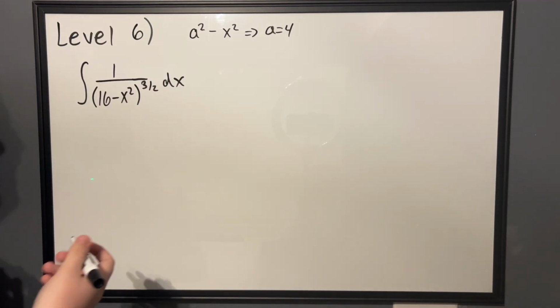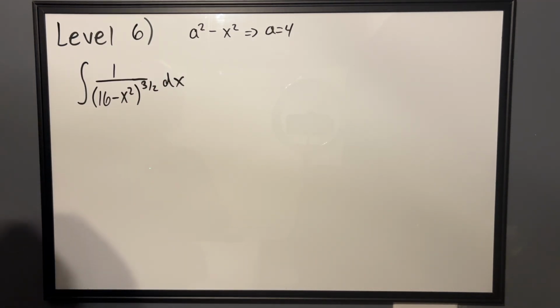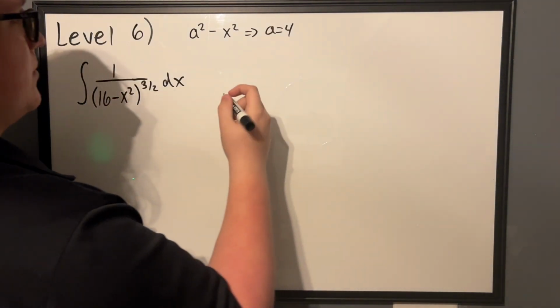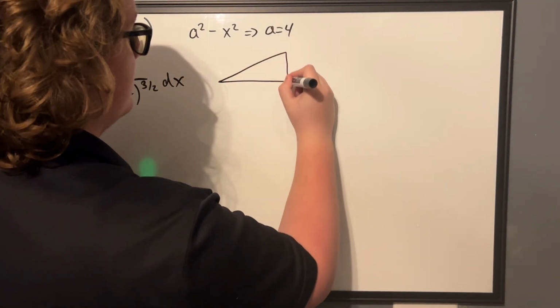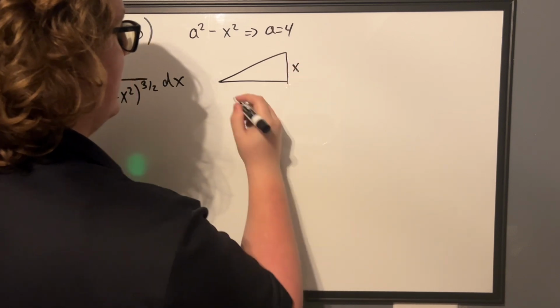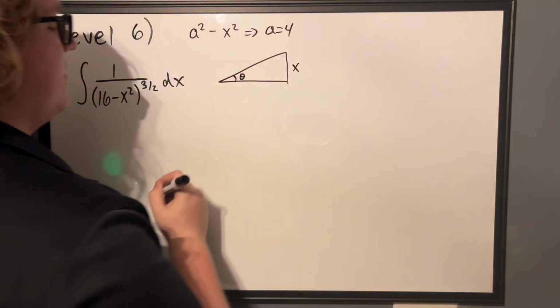It's based on triangles. So what we're going to do is set up a triangle to figure out what we need to use. So here is a right triangle. And we'll say that this side over here is x. We'll call this angle theta.